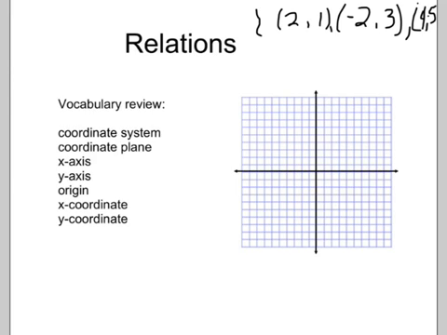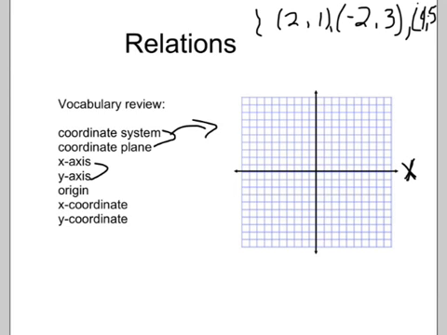Now, just a real quick vocabulary review. When we're talking about relations and ordered pairs, we're obviously going to be talking about the coordinate system or the coordinate plane, which is really basically the same thing. And we're talking about what you see over here to your right. It's just where your x-axis and your y-axis intersect.